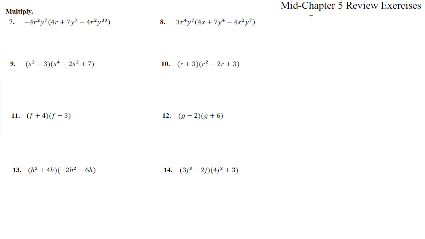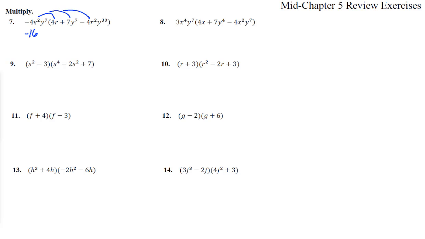Here we are with the mid-chapter 5 review exercises, numbers 7 through 14. We're just going to be multiplying these polynomials together. So here we're going to just be distributing, and down here we'll have to super distribute because we have polynomials times polynomials. Let's begin. Number 7, jump this in, and we get negative 16.